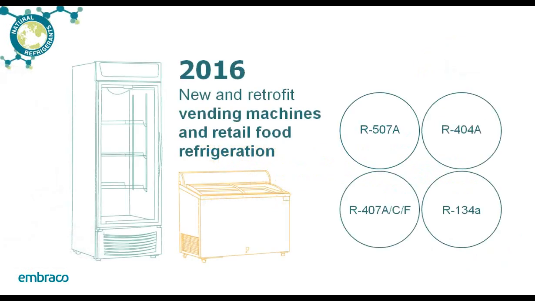On top of that, there's a potential EPA ban on using R404a, R507, some of the R407 series, and R134a, in new and retrofit vending machines and retail food refrigeration in 2016. Right now, that date doesn't look likely to stick. However, we need to move forward as if it will until we hear further information from the EPA.